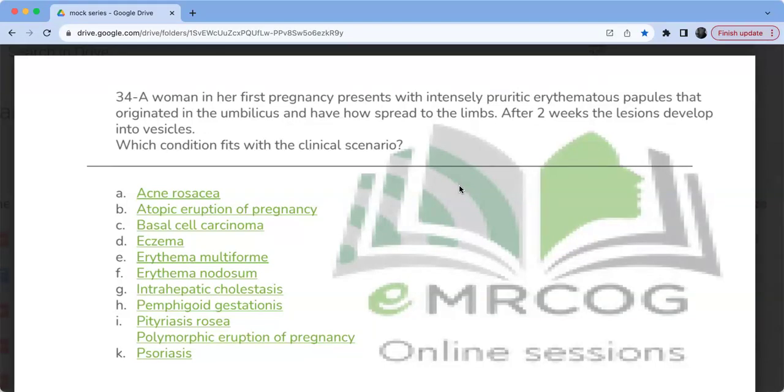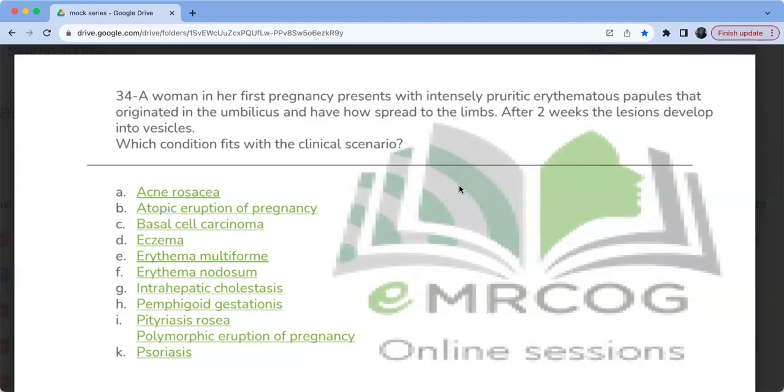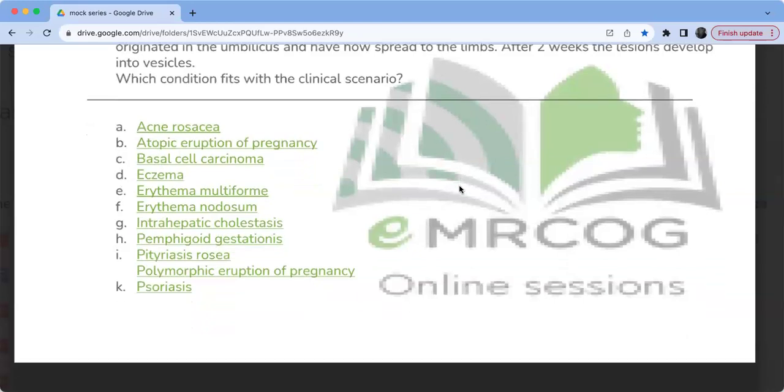Which one matches the description? Itching in pregnancy, chronic skin condition or itching condition or skin dermatosis, all are important in your exam. Itching in pregnancy in obstetrics and itching in the vulva in gynecology. So it's pemphigoid gestationis. Yes, this is the one that has lesions similar to varicella.